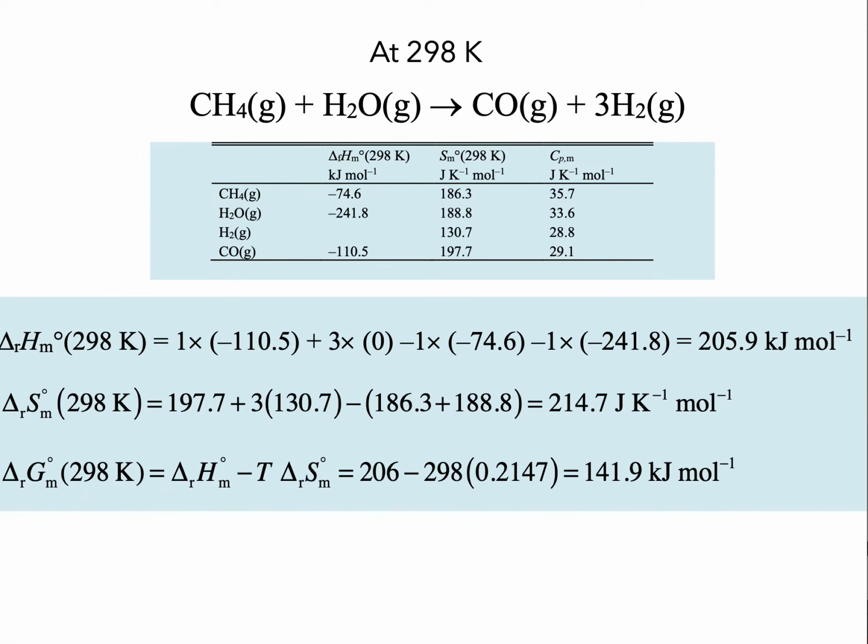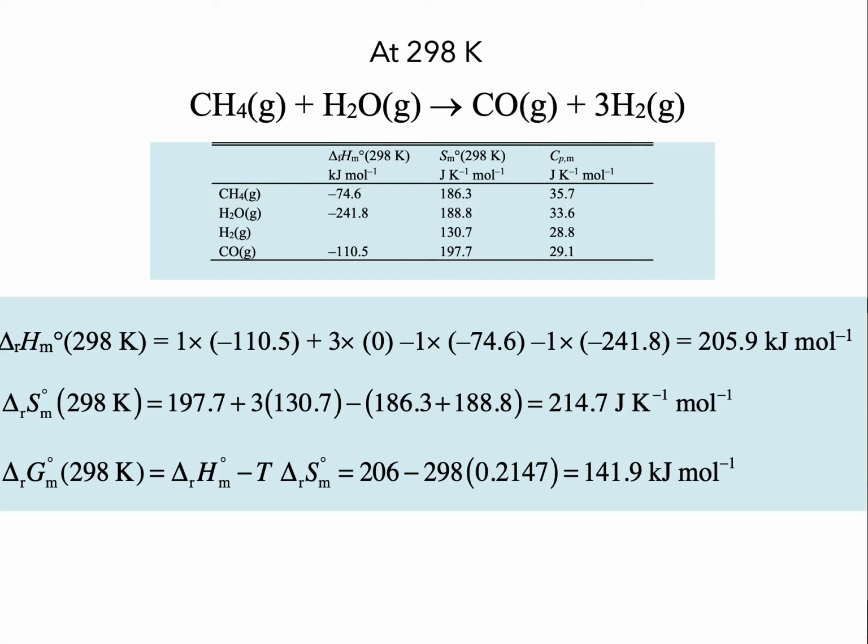Upon substitution, we find delta H is 205.9 kilojoules per mole, delta S is 214.7 joules per Kelvin per mole, and then using delta G equals delta H minus T delta S, positive 141.9 kilojoules per mole for delta G means that at 298 Kelvin, the reactants are favored at equilibrium. All of this is at 298 K.